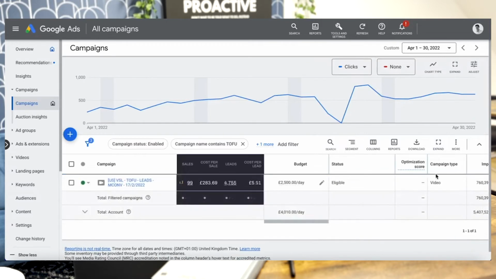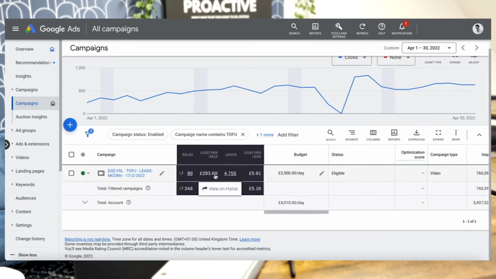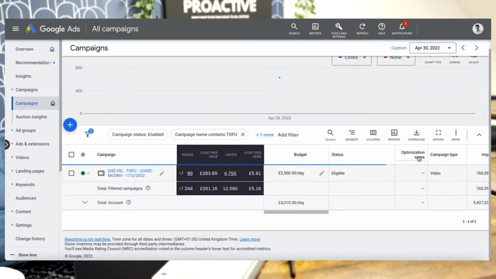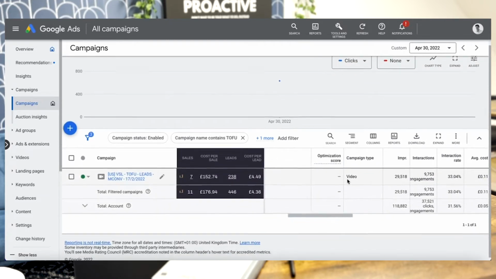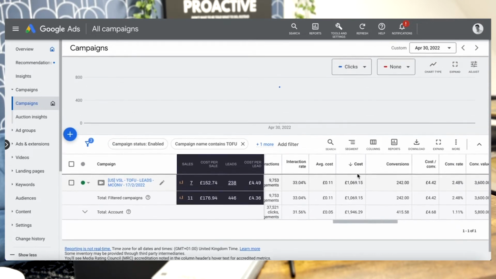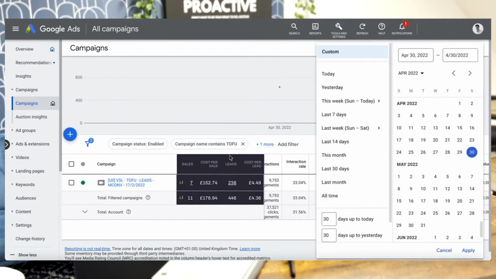So here you can see it drop down to £283 a sale from £500. It's not quite half, but it's getting there, at 99 sales, and the cost per lead dropped by almost half to £5.91 per lead. So this enabled us to scale quite aggressively, because if I look at where we were at the end of April, we were spending around £1,000 a day.